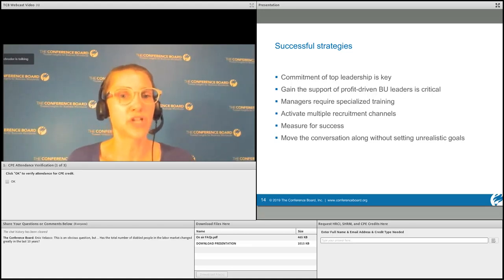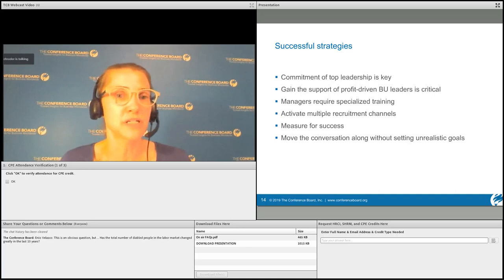And so we're seeing a change in the composition of what types of disabilities we're seeing in the general population, but the numbers overall have not changed all that dramatically. They've gone down a little bit, but not by much.